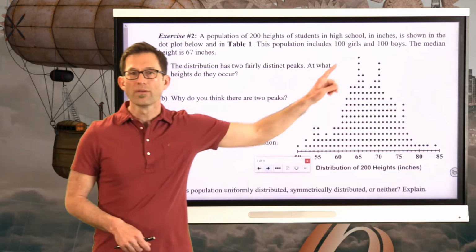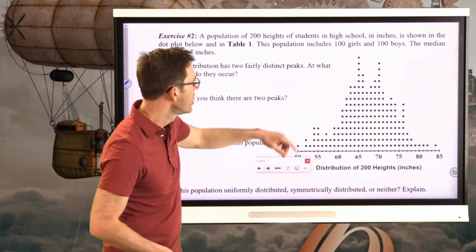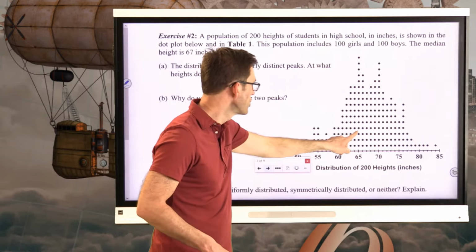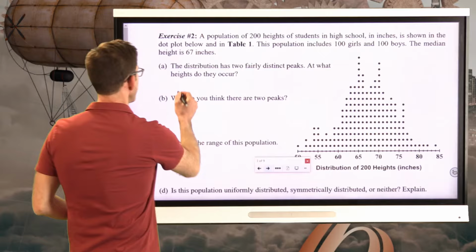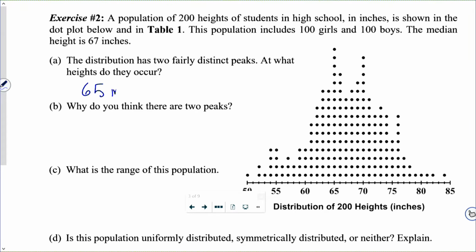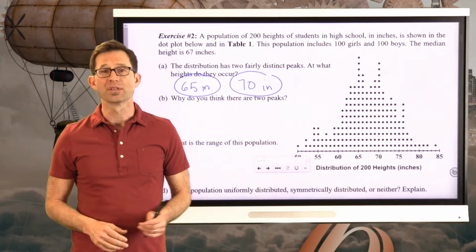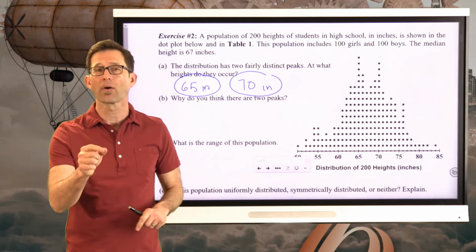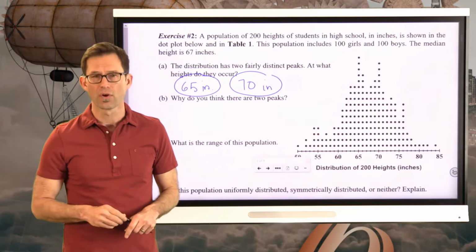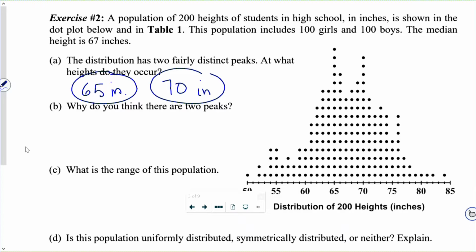All right, well, there's one here and there's one here. The one here occurs at 65 inches, right? And then the one here occurs at 70 inches. So pretty much two very distinct peaks. And why do you think there are two distinct peaks? That's letter B. It's all about context. Why do you think there are two distinct peaks?